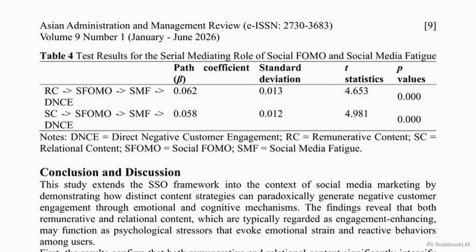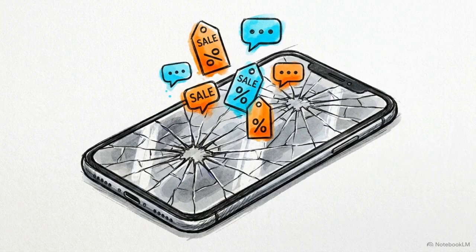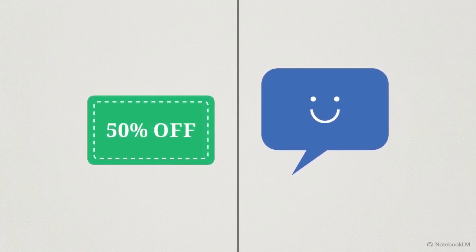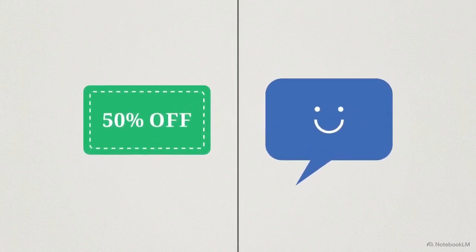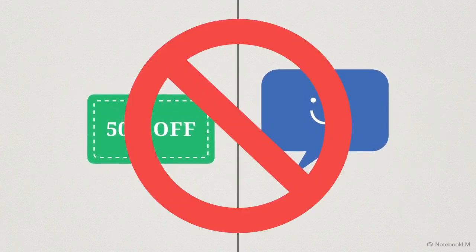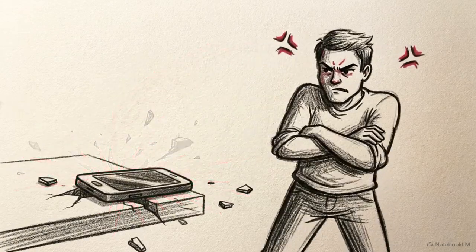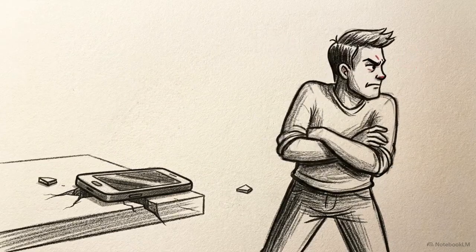This final table confirms the full mediation pathway. The data tracks the sequence from exposure to remunerative or relational content straight through to direct negative customer engagement. The findings confirm a unified theory. Ostensibly engaging marketing messages operate sequentially as psychological stressors, then as emotional strains, and finally as behavioral triggers. This sequence indicates that what begins as a discount or community story increases the likelihood of public brand avoidance if pushed beyond sustainable limits. The dark side of customer engagement is not an accident of algorithm design. It is a statistically predictable consequence of cognitive overload.